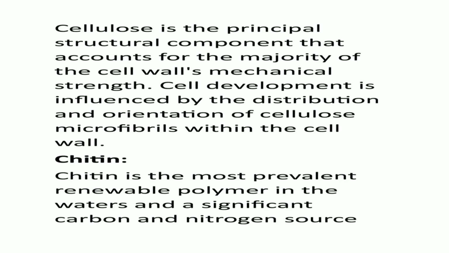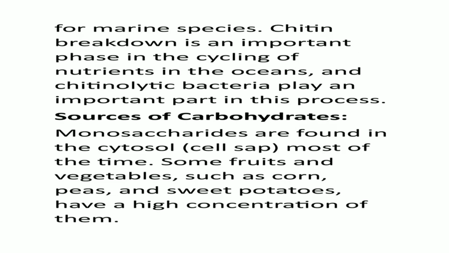Chitin. Chitin is the most prevalent renewable polymer in the waters and a significant carbon and nitrogen source for marine species. Chitin breakdown is an important phase in the cycling of nutrients in the oceans, and chitinolytic bacteria play an important part in this process.